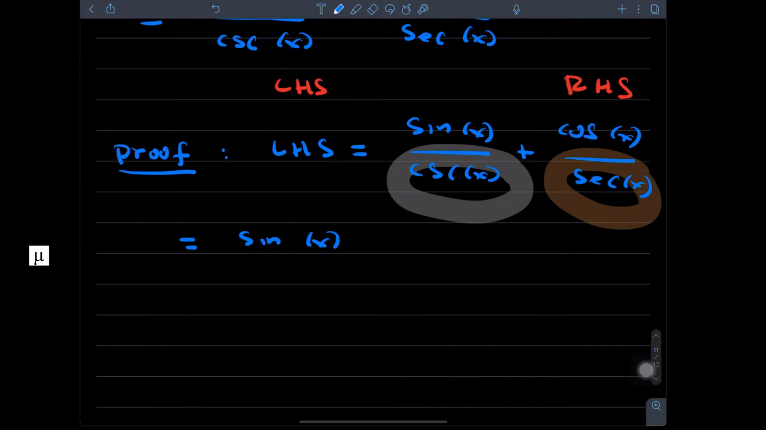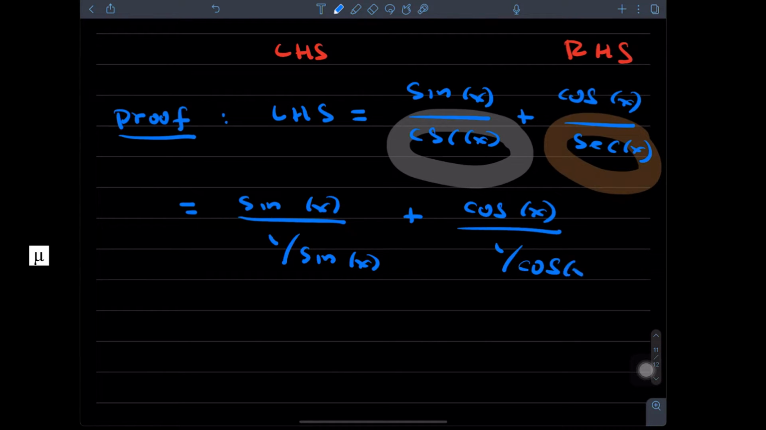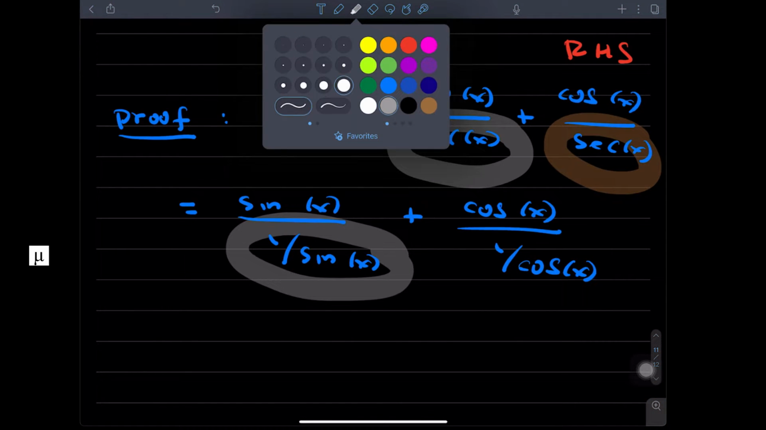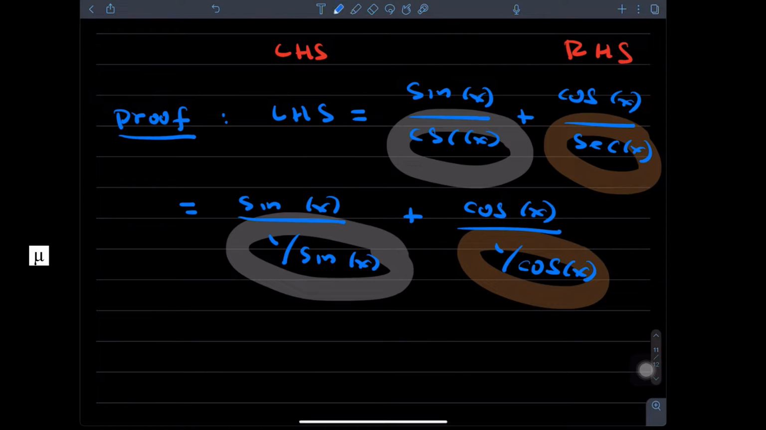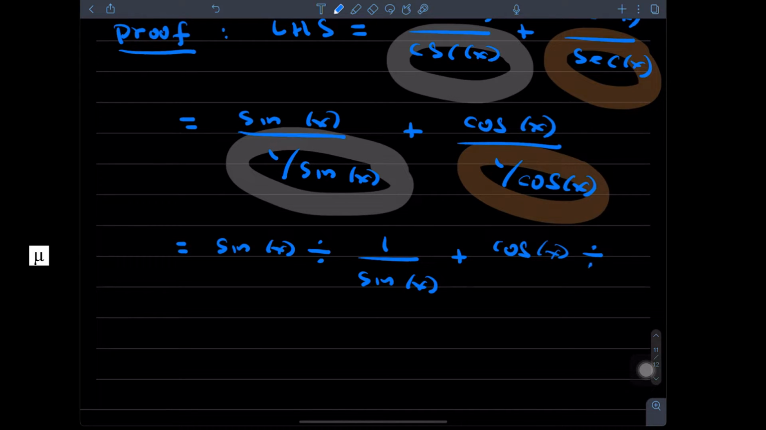Do you guys know anything about reciprocals? What's the reciprocal of cosecant? Is that 1 over sine? And then what's the reciprocal of secant? 1 over cosine. How do you divide a whole number by a fraction? Because this is sine divided by 1 over sine, and this is cosine divided by 1 over cosine.